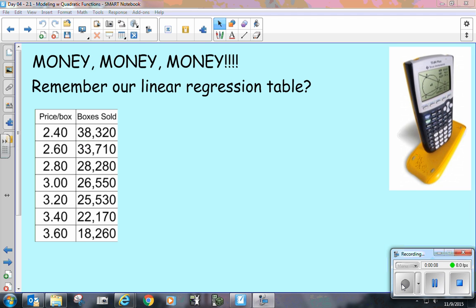Money, money, money. I told my first class I should have put a little picture here, and every time I read that, I press a picture and it plays that song. Next year. Sorry. All right.